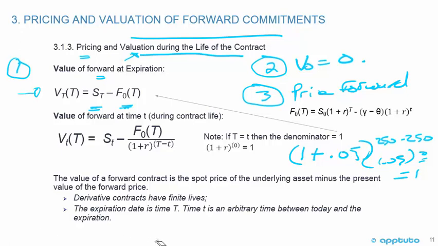So the value of a forward contract is the spot price of the underlying asset minus the present value of the forward price. Derivative contracts have finite lives. There's an expiry date. The expiration date is big T. Time small t is an arbitrary time between today and the expiration. So that shouldn't be too difficult to understand, the value of a forward at time t during the life of the contract.